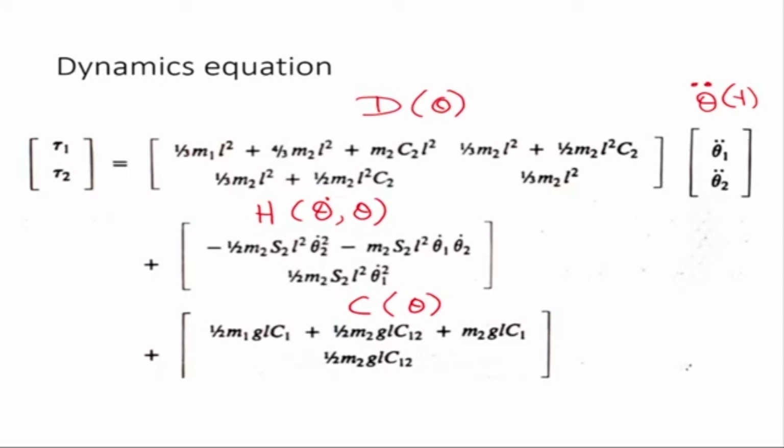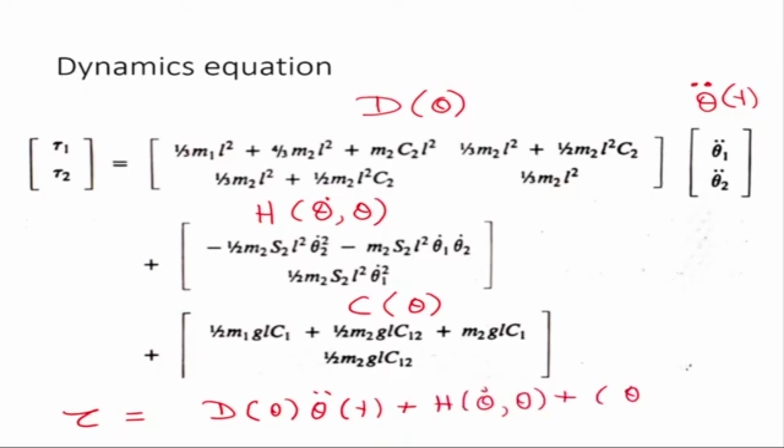So we have three components of this dynamic equation, and they are the inertia term, the Coriolis and centripetal term, and the gravity term. In short form, I can write it as tau is equal to D of theta into theta double dot of t, plus h of theta dot and theta, plus c of theta. Now what are the variables here? You can see that mass m is known, and L is the fixed length. So the variables are theta double dot, theta dot and theta.